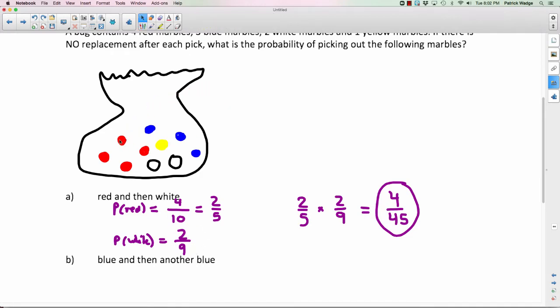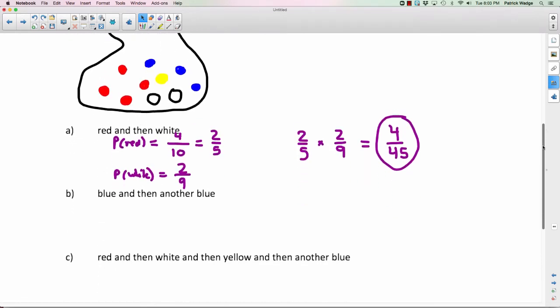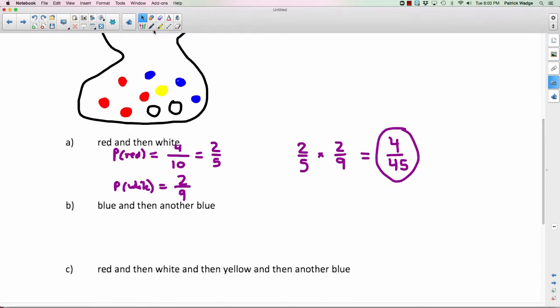All right, let's go back to the original situation and we'll do a new question. This one says take out a blue and then take out another blue. Well, the first thing we need to know is what's the probability of getting a blue? Total number of outcomes, we're back to the original 10. Total number favorable, those are the blues, 1, 2, 3 of them. That's already in lowest terms. So we're done.